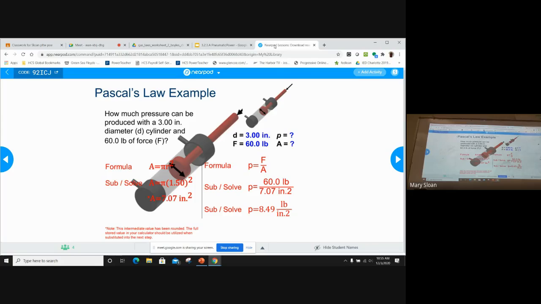And remember that the radius would be half, right? Because it tells us the diameter is 3.0, so it would be half of that for the radius.